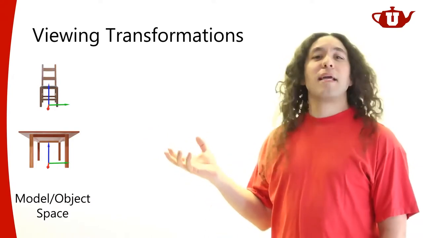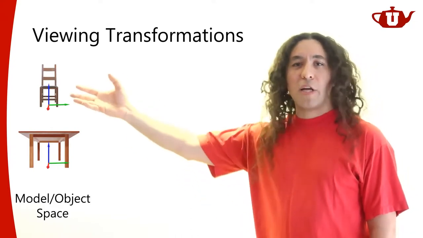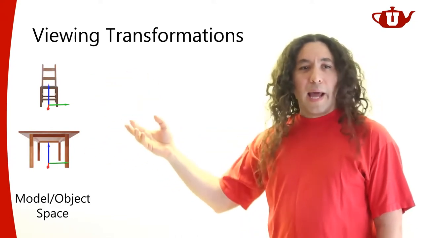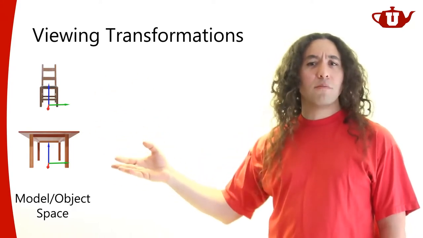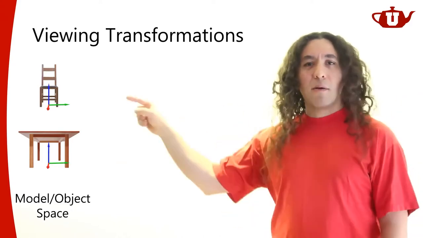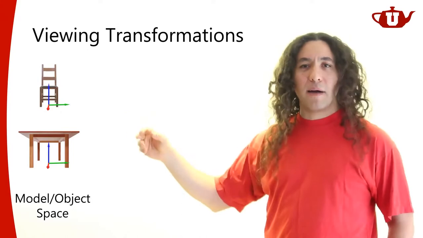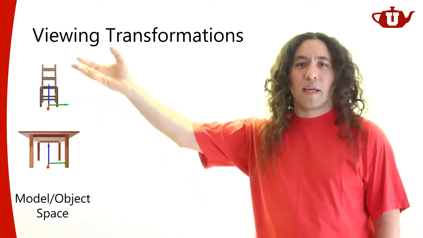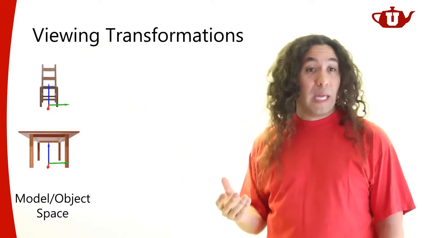When I'm building a scene, I'm going to be building it out of multiple models. In this case, I have a chair model and I have a table model. And these models are defined in their own model space or object space. So they're just designed in some space where they have a coordinate frame representation to identify what any of these vectors representing this model mean.